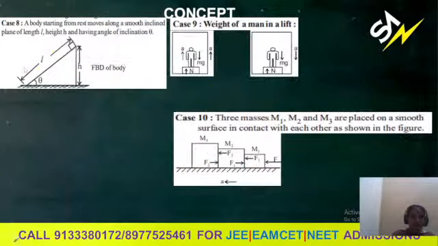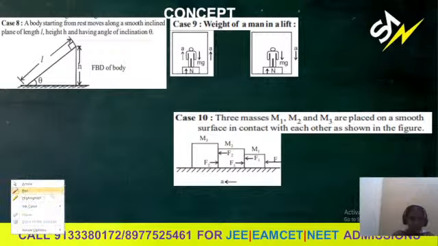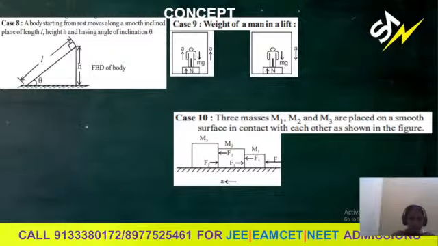Next, let us go to another situation. Here, an object is at rest on a smooth inclined plane of length L at a height h and having angle of inclination theta. So let us write the height of the inclination in terms of distance traveled by the object. So from the figure, h we can write as L sin theta.